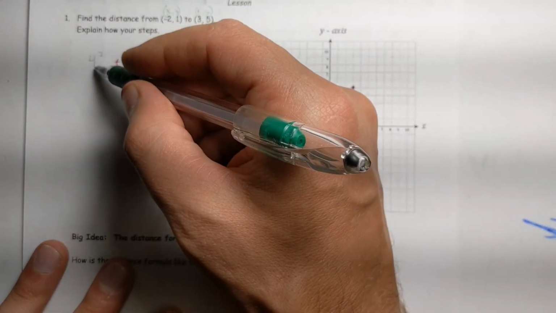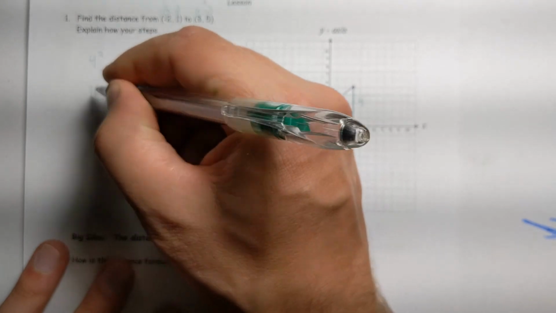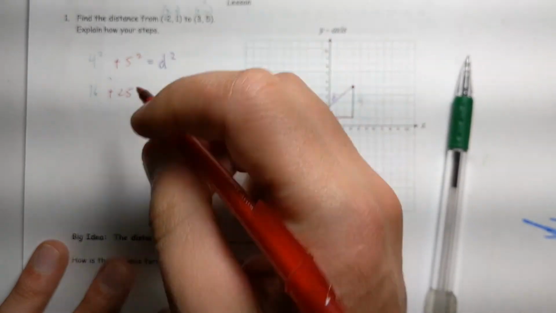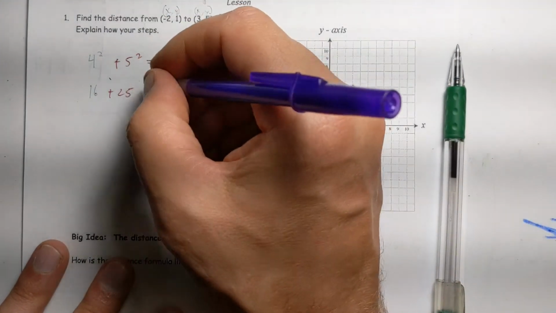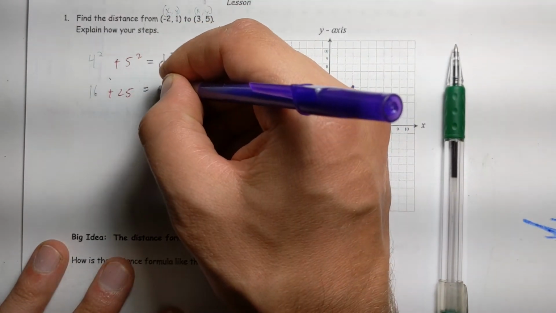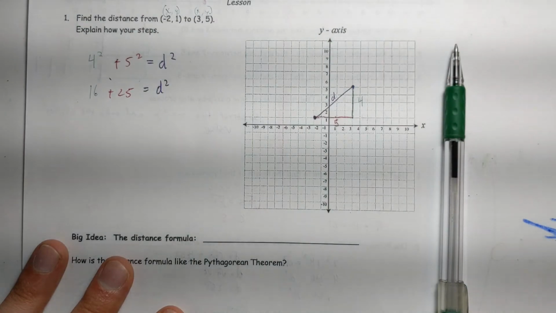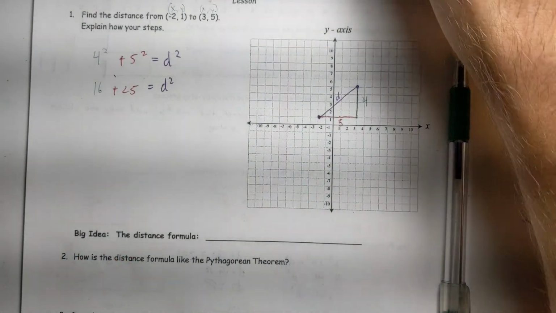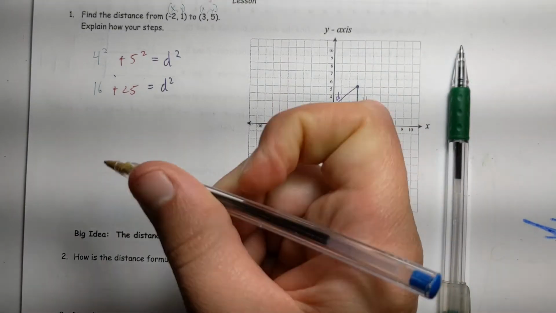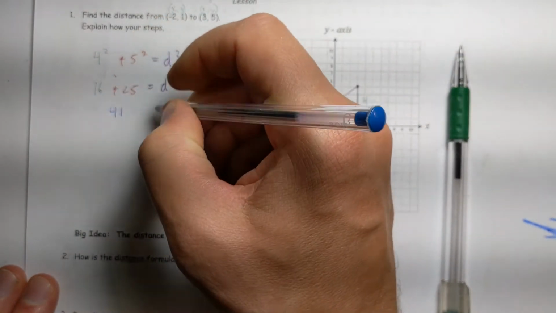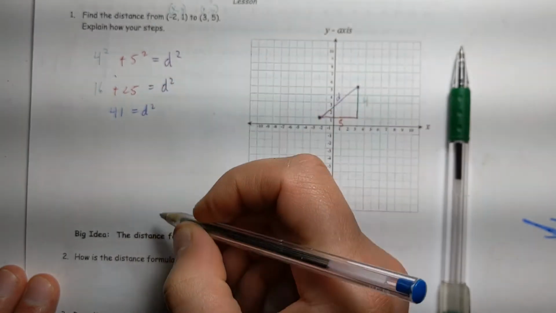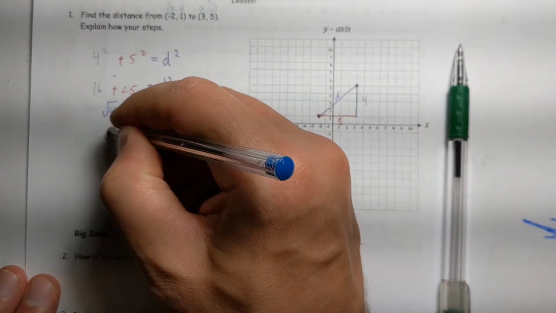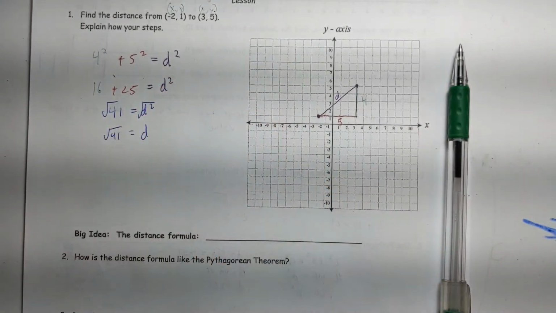So now, 4 squared, of course, is 16. 5 squared, of course, is 25. And D squared, we just leave that as is. So, finishing this off, what's 16 plus 25? You're going to get 41. That is equal to D squared. And we're going to take the square root of both sides. D is the square root of 41.